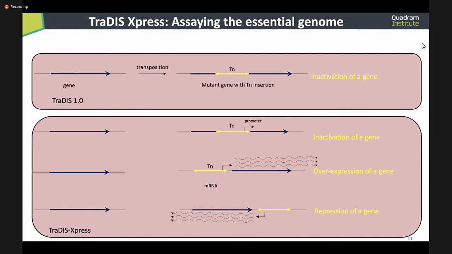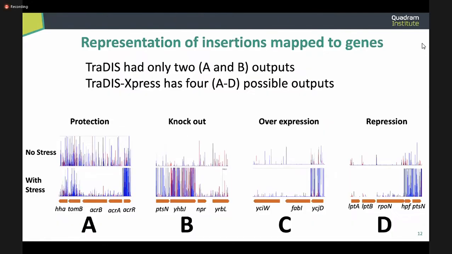So in TRADS, when we don't have the outward facing promoter, we can only inactivate the genes. In that way, we can also measure the different genes in different stress conditions, but we will not be able to measure the role of essential genes. But in TRADS Express, we are measuring the inactivation of the genes, but we are also measuring the overexpression and repression of the genes.